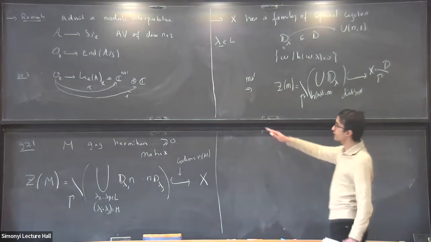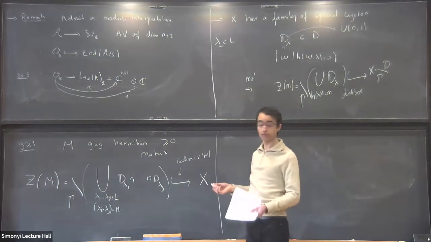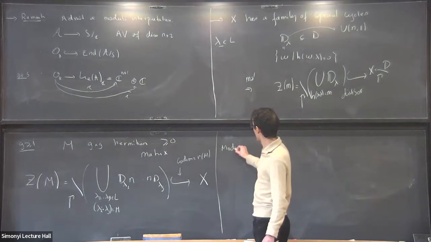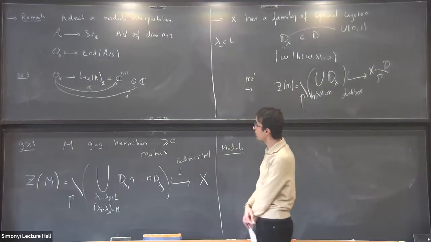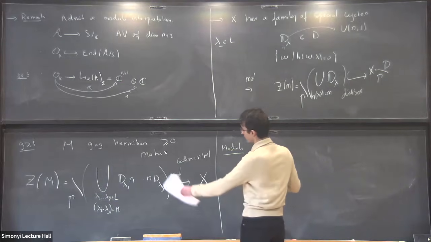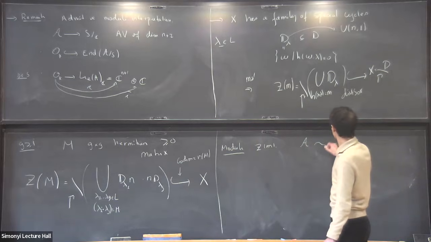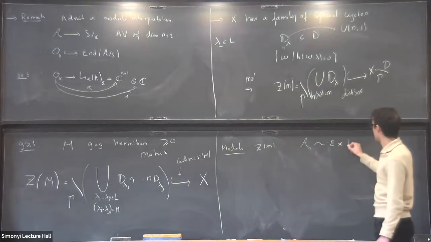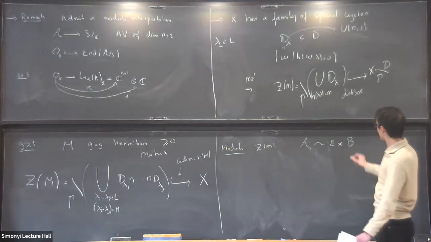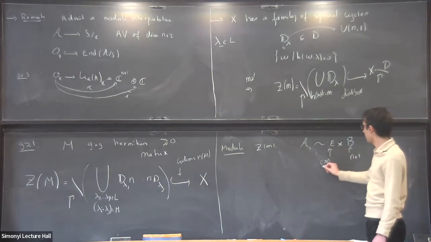There's a very nice construction of these cycles if you adopt the modular interpretation. Let me just say it for Z(m), and the higher case is the same. These will be the abelian varieties that are isogenous to a CM elliptic curve times an abelian variety of dimension n+1, where the elliptic curve has CM by O_K.